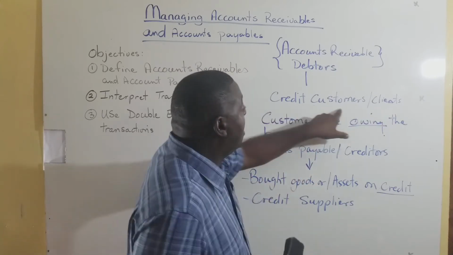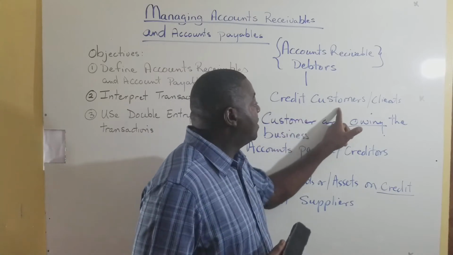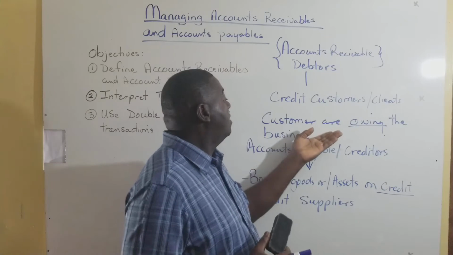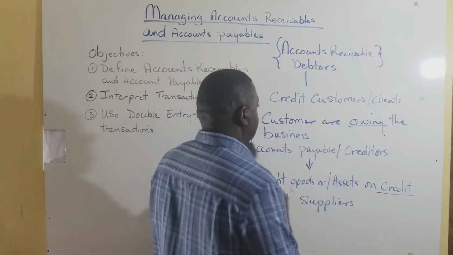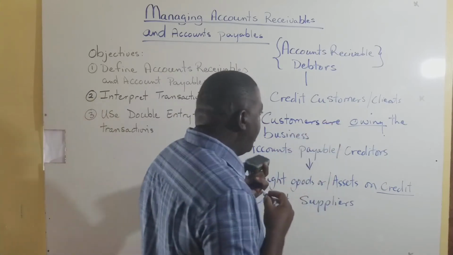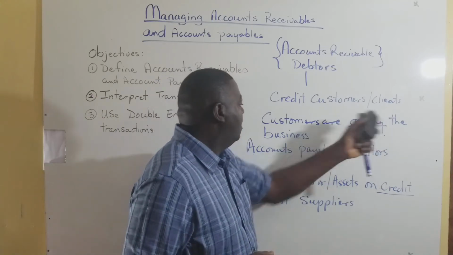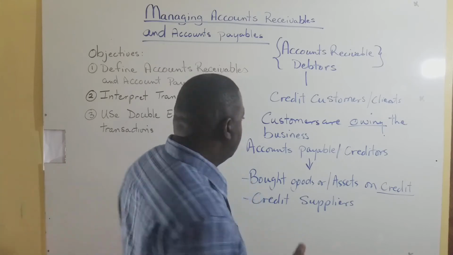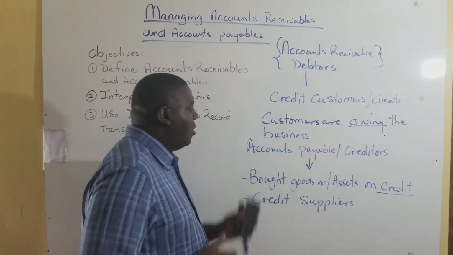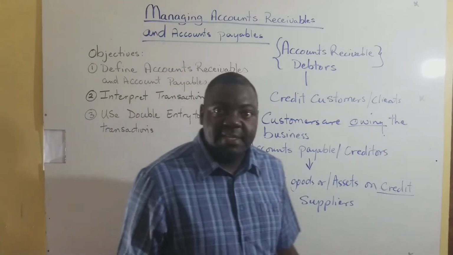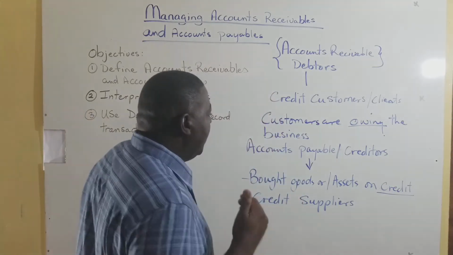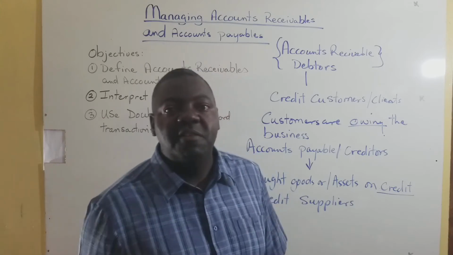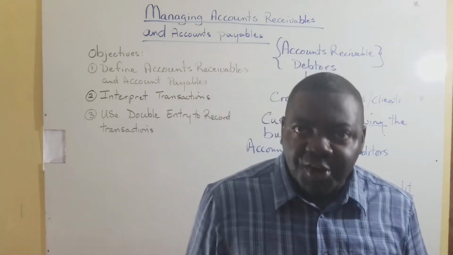So we say they are our credit customers and clients. So the customers are owing the business for those goods and services offered to them. The accounts payable or creditors, yes, they are our suppliers. We are getting goods and services from them on credit.